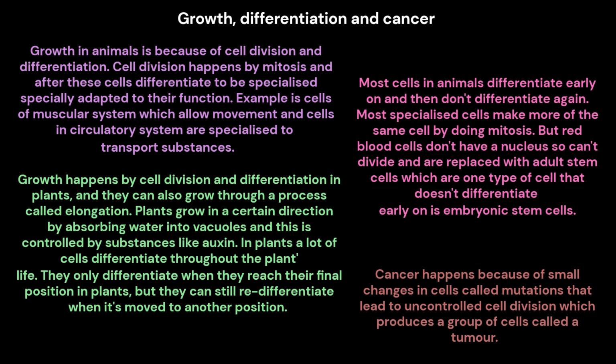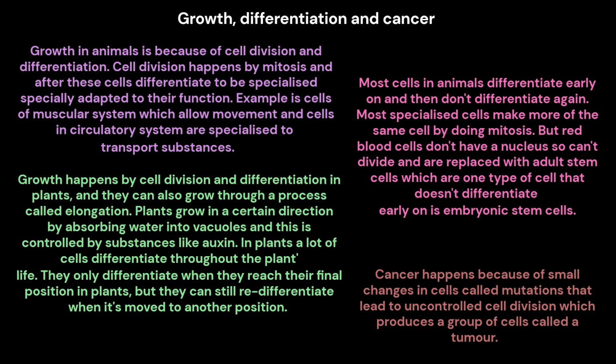But red blood cells don't have a nucleus, so they can't divide and are replaced by adult stem cells, which are one type of cell that doesn't differentiate early on. Another example of a cell that doesn't differentiate early on is embryonic stem cells. Growth happens by cell division and differentiation in plants, and they can also grow through a process called elongation. Plants grow in a certain direction by absorbing water into vacuoles, and this is controlled by substances like auxin.